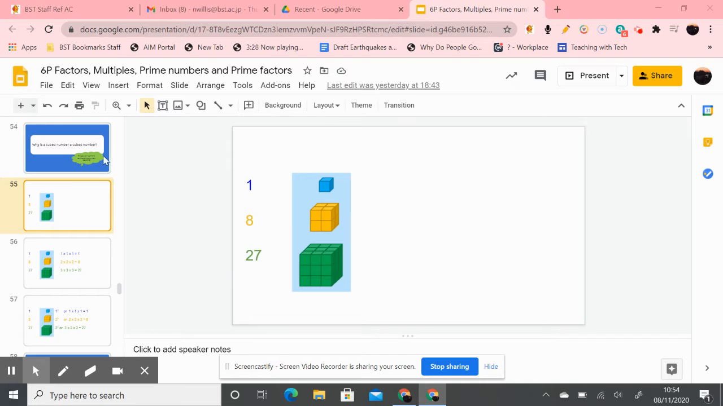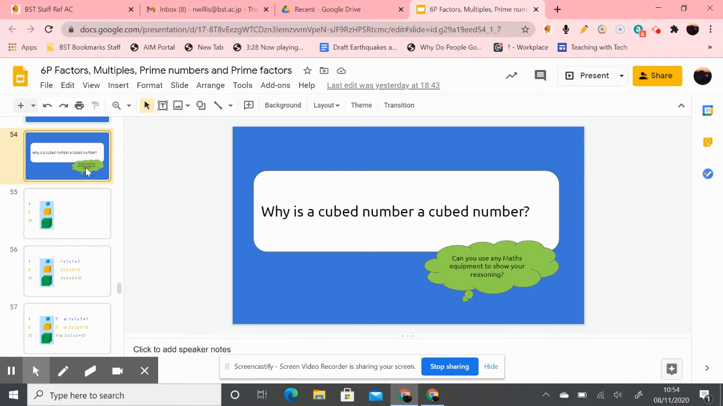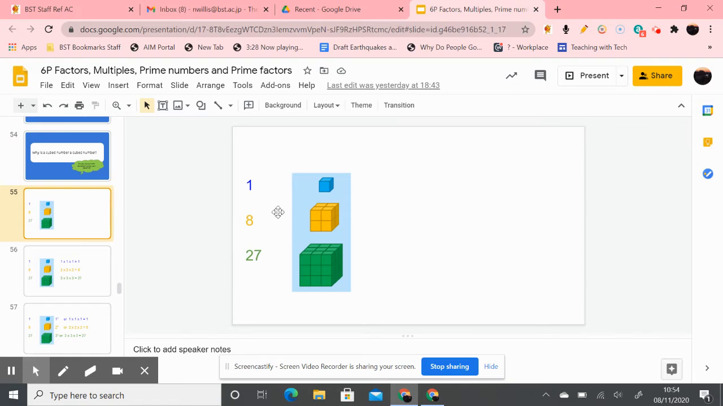Hi guys, I'm going to be going through why a cube number is a cube number. Very similar to square numbers, cube numbers involve multiplying a number by itself a number of different times. The easiest way to think of it is, why are cube numbers called cube numbers? Well, they're called cube numbers because they relate to cubes.